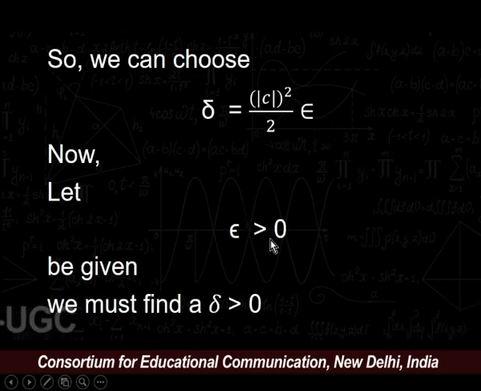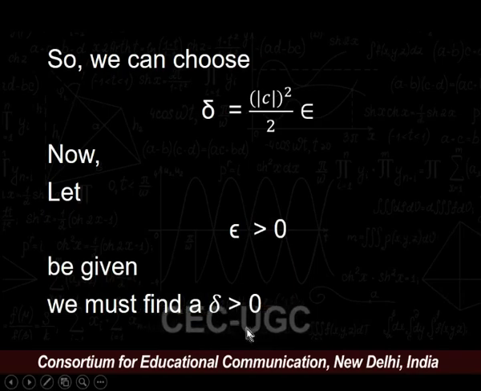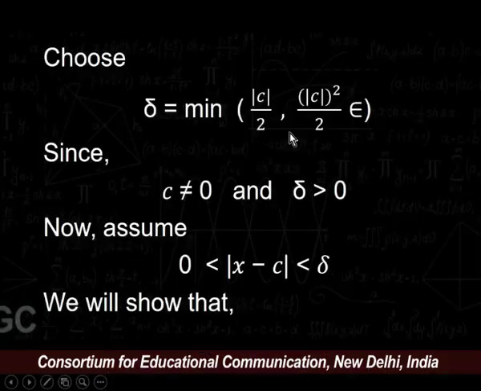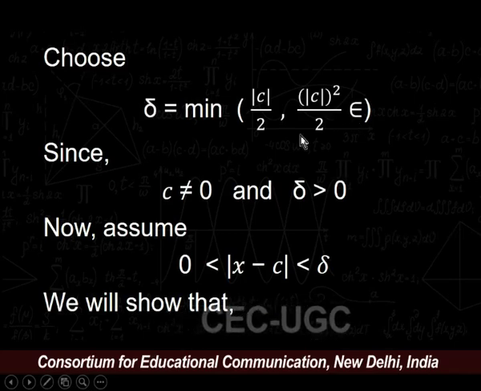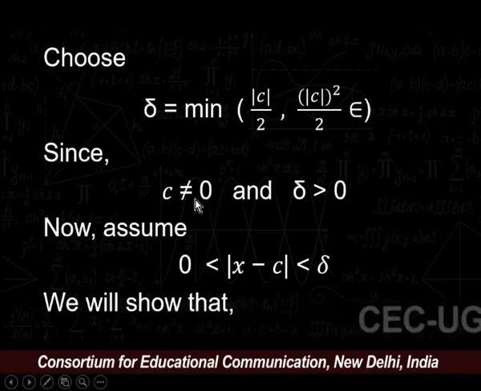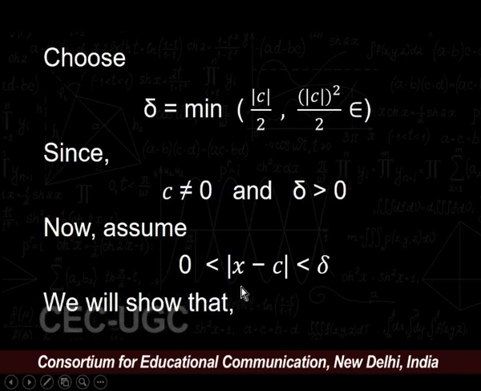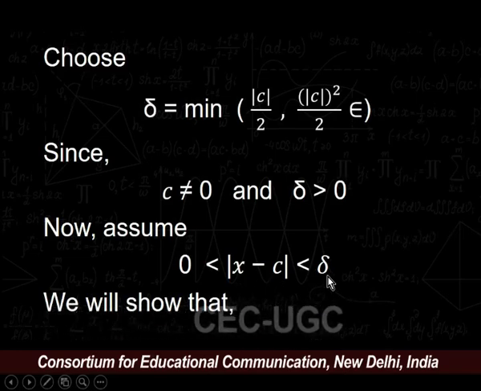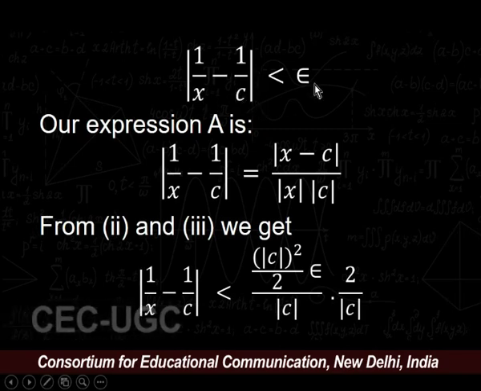Now, by the definition, given epsilon greater than 0, we must find a delta greater than 0. So we choose delta equal to the minimum of modulus of c upon 2 and modulus of c square upon 2 into epsilon. Since c is not equal to 0 and delta is greater than 0, if we assume modulus of x minus c is less than delta, we will show that modulus of 1 upon x minus 1 upon c is less than epsilon.